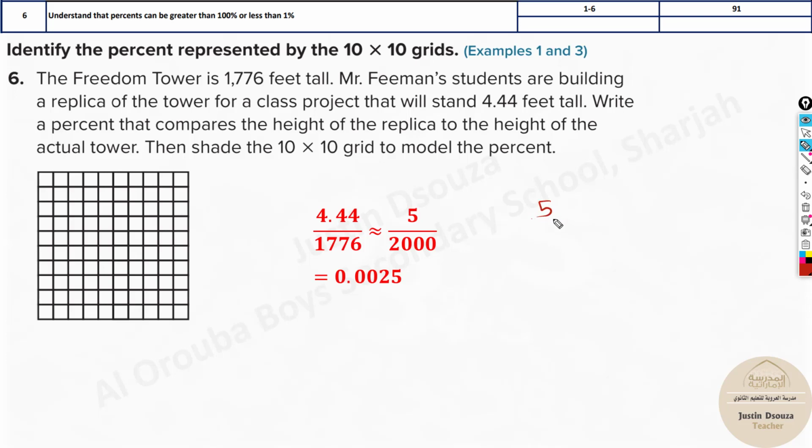So just divide 5 divided by 2. What is the answer? It is 2.5. That's simple. Now, how many zeros are remaining? Divided by 3 zeros, divided by 1000.